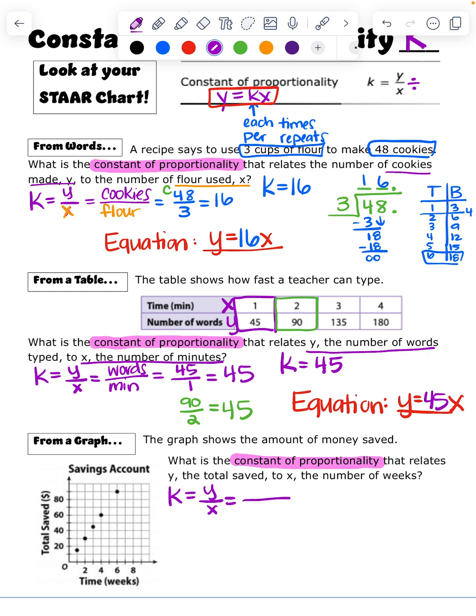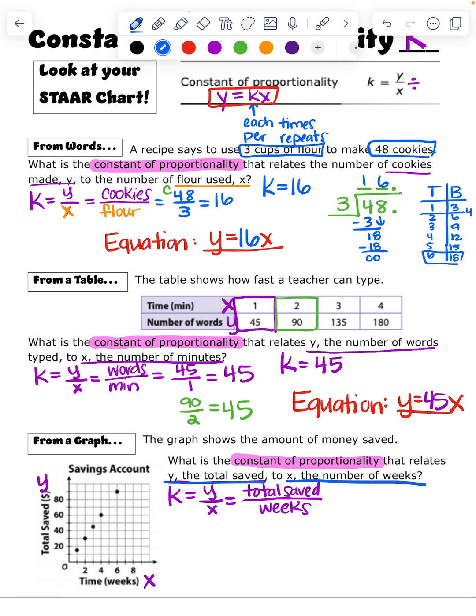Well, y was the total saved. So I'm going to say total saved. And what was x? X was weeks. And you can see on our star chart, on our graph here, our coordinate plane, that time is on the x-axis and total saved is on the y-axis. And again, we did not have to know that. It told us in the problem here. So total saved is y, number of weeks is x.